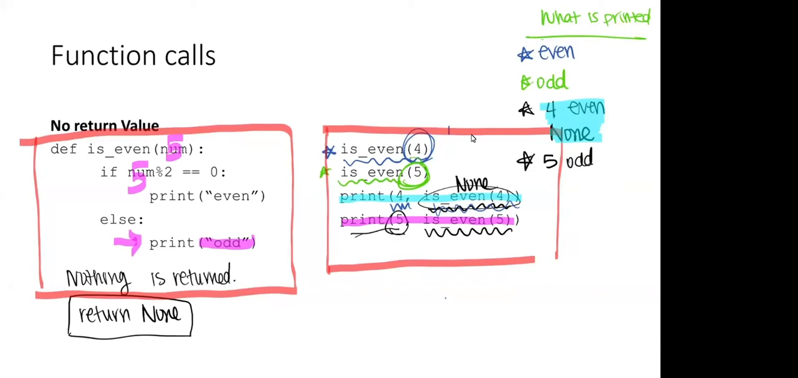And then after that, we have to figure out the return value, but because nothing is being returned, the function will return None. So None will also be returned, which will take the place of the function. So we have to print out None as well, and that is what everything that's being printed looks like.